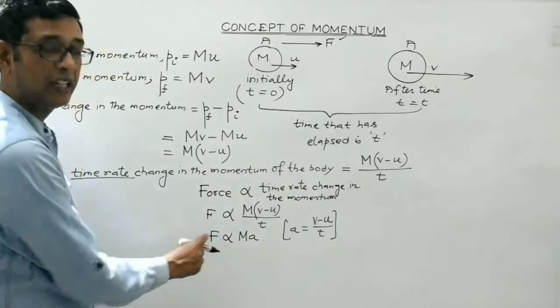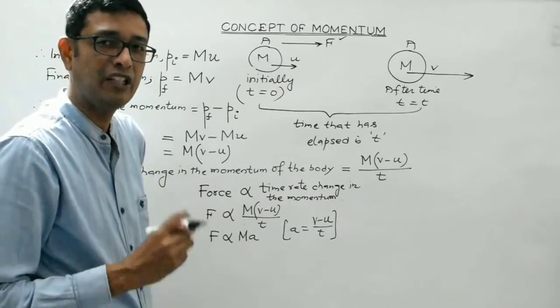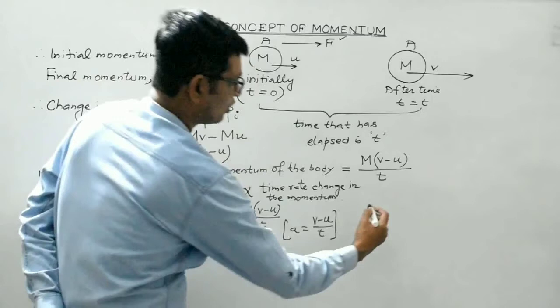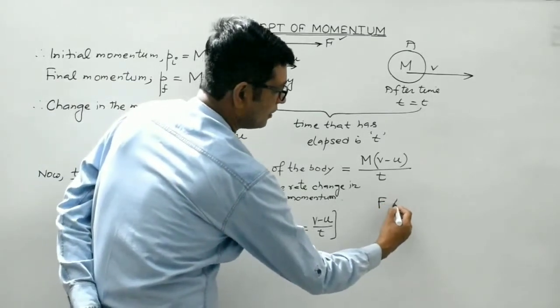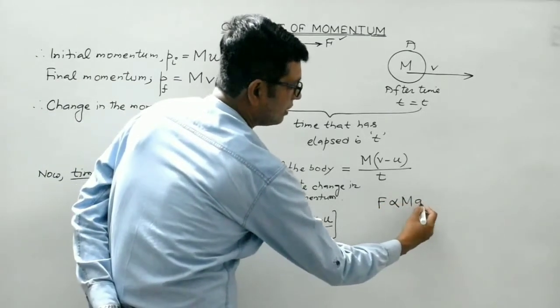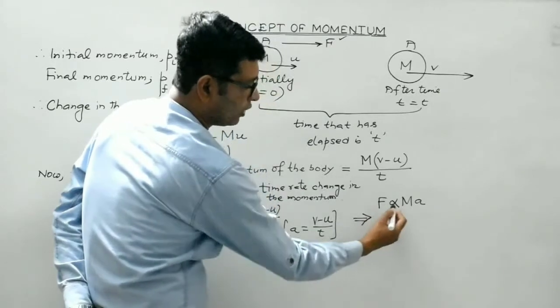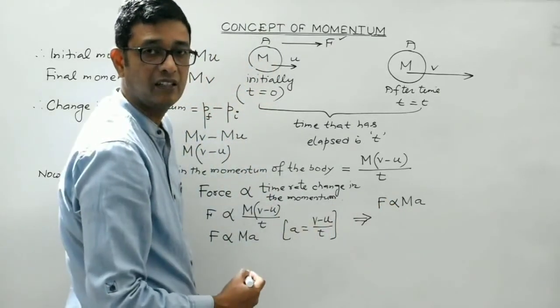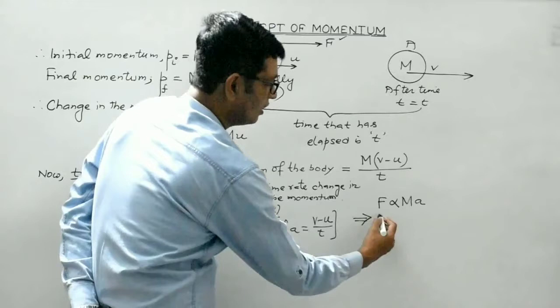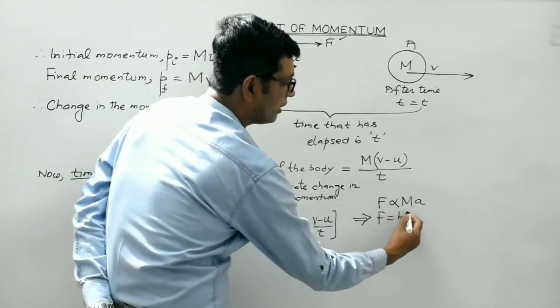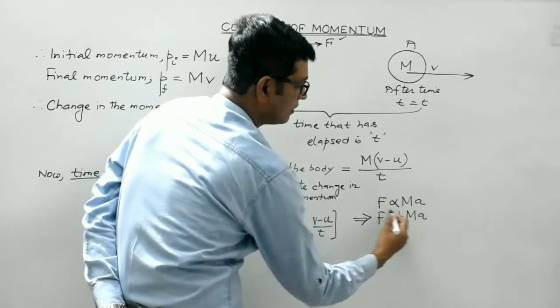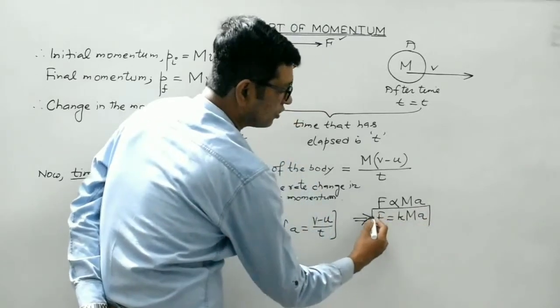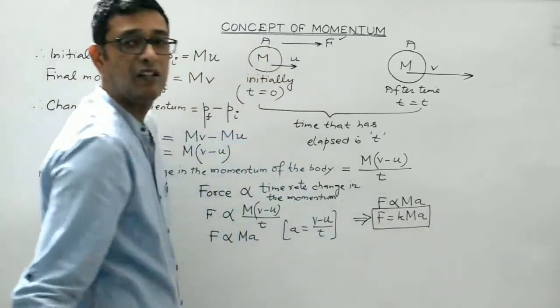So in order to eliminate this proportionality sign, we need to introduce some constant. So F is proportional to ma. Therefore, in order to eliminate this proportionality sign, we introduce a constant, so it is F equals k m a. k is the constant of proportionality.